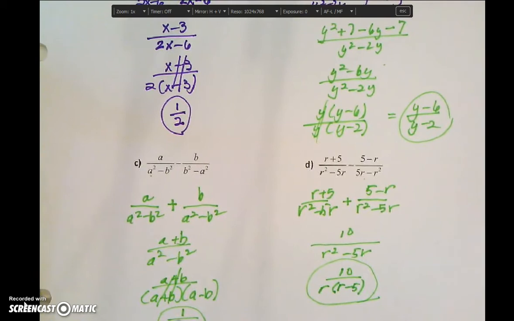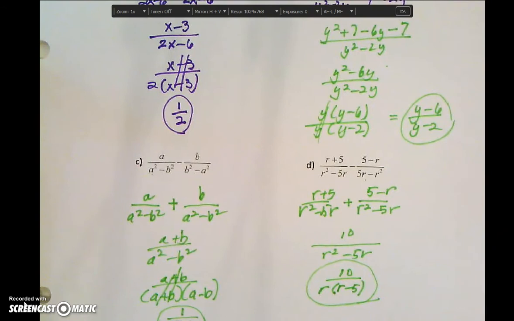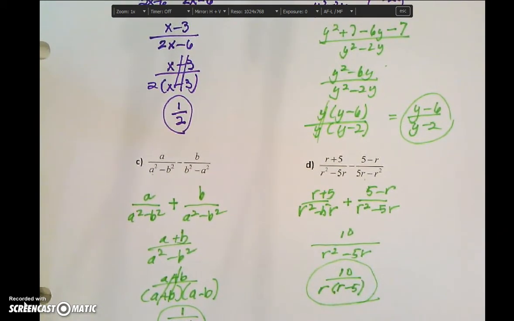This is actually the first time in this whole lesson that nothing canceled. Typically, numbers, you may not have anything that cancels. So expect this to happen more than just this one time.